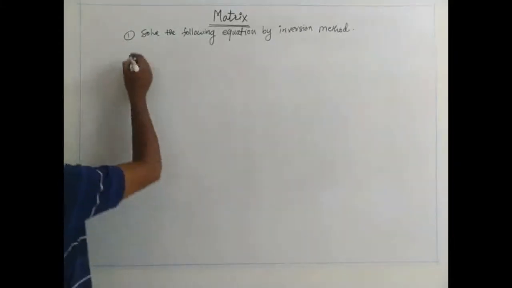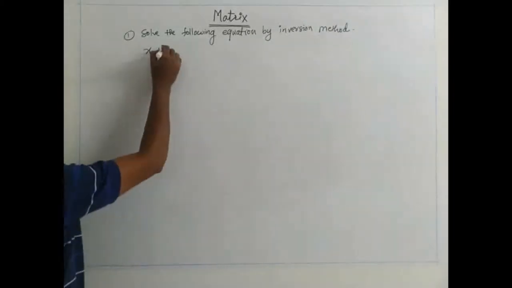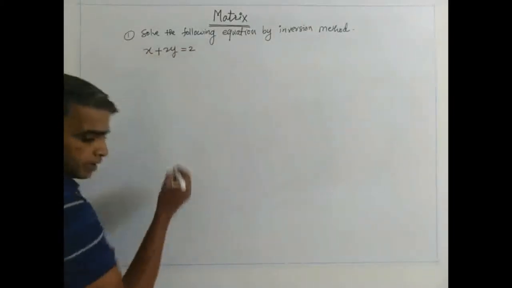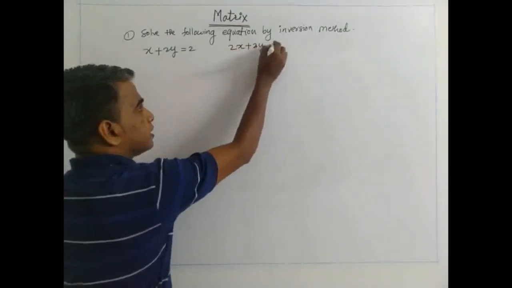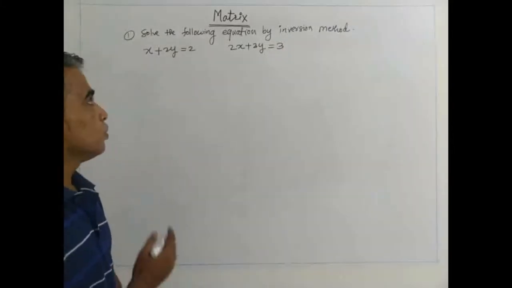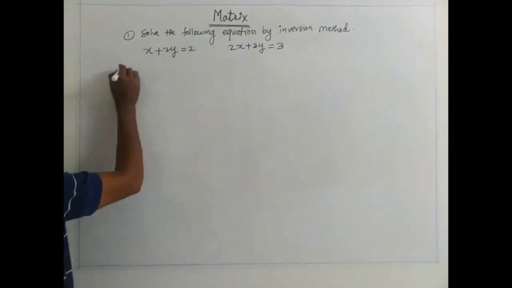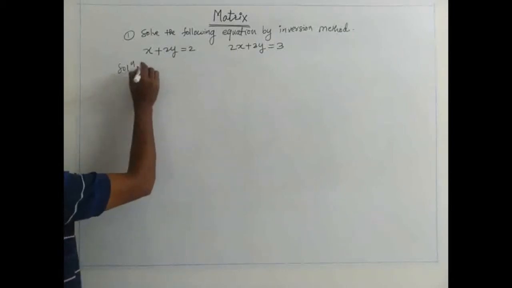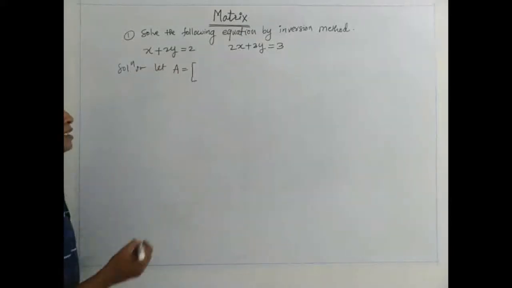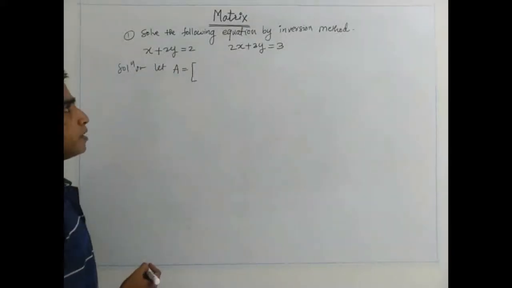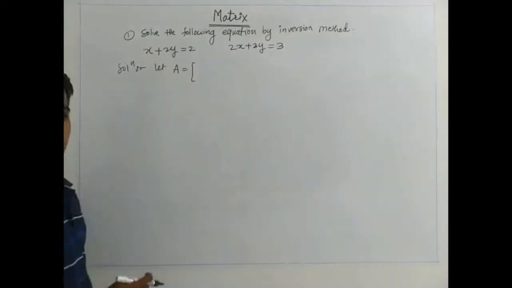The equations given are x plus 2y is equal to 2, and the second equation is 2x plus 3y is equal to 3. First we have to write the given equations in matrix format. Solution for that question: let A be the matrix. Now A is the matrix related to the variables, and x and y are the variables. So A is the matrix of coefficients of the variables.